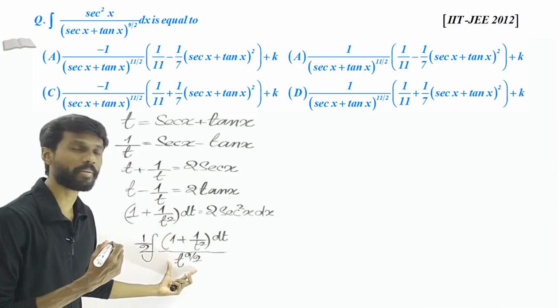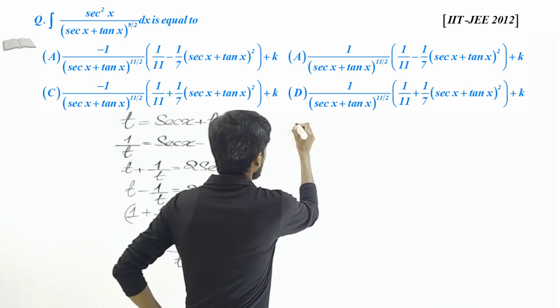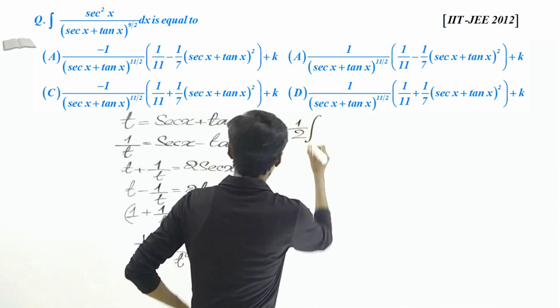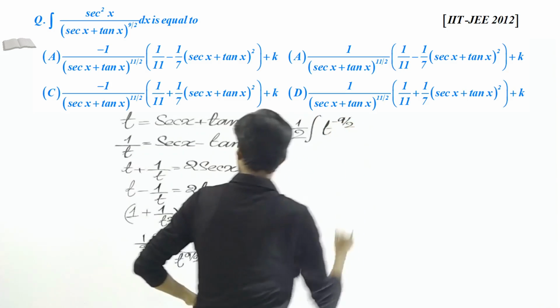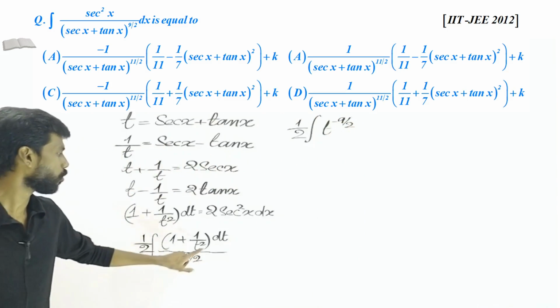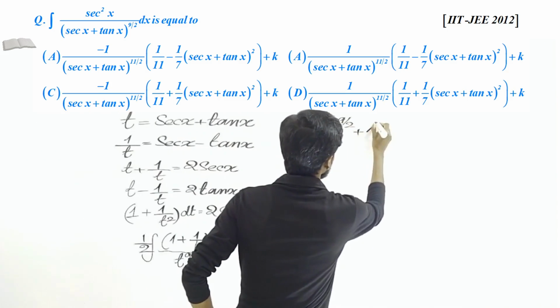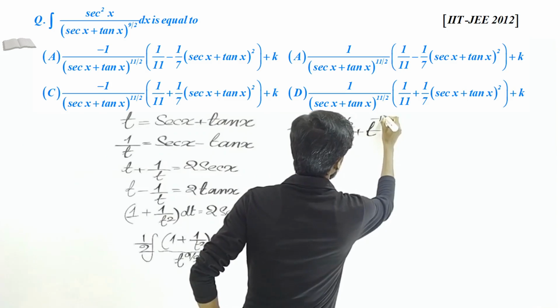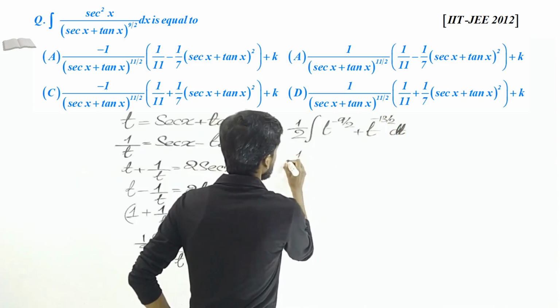Only one term is there in the denominator. So 1 divided by t to the power 9 by 2. So that will become 1 by 2 integration of t to the power minus 9 by 2. Similarly, 2 plus 9 by 2, that is 13 by 2, so plus t to the power minus 13 by 2 dt. Okay, so let us do the integration of this.